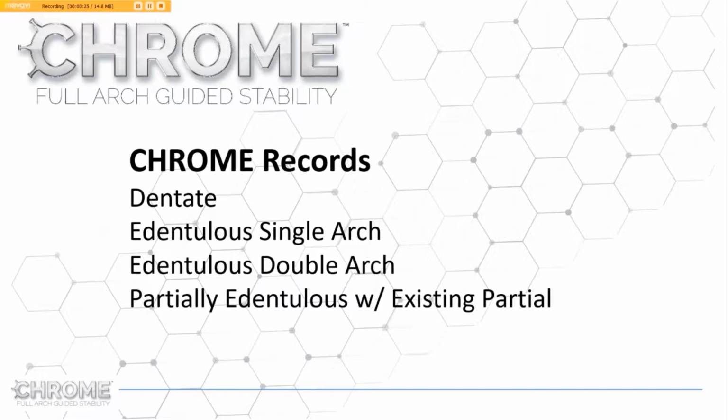So in this video we will cover dentate, edentulous single arch, edentulous double arch, and then cases where it's quite common that patients have existing partial dentures, and we can use those partial dentures to establish the bite registration in vertical.